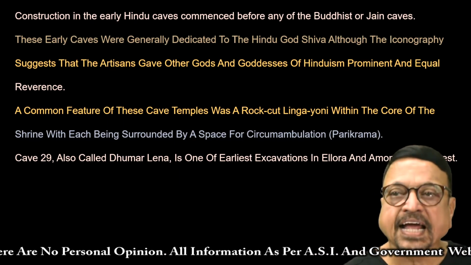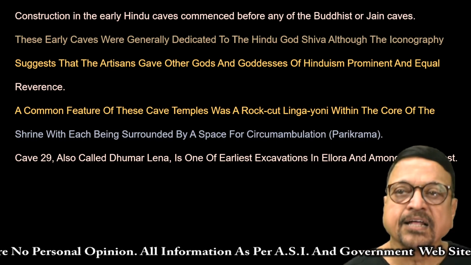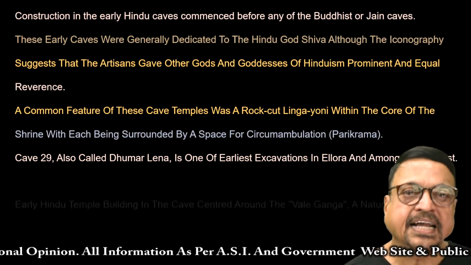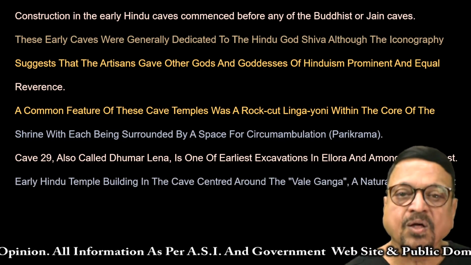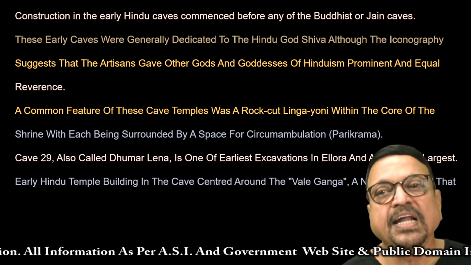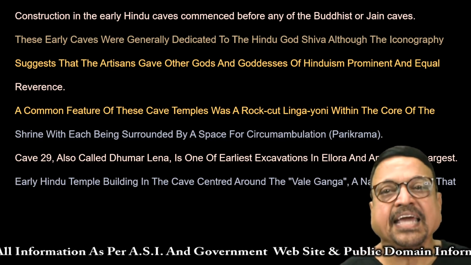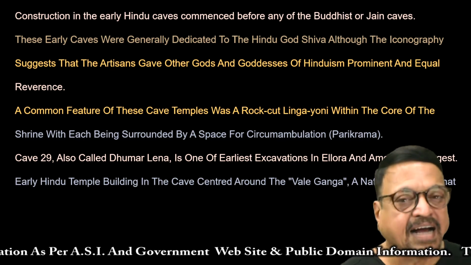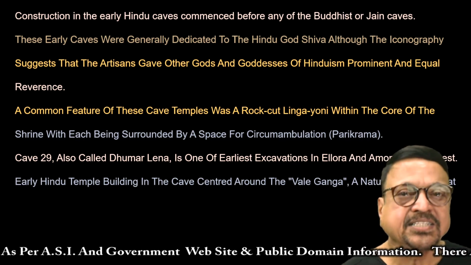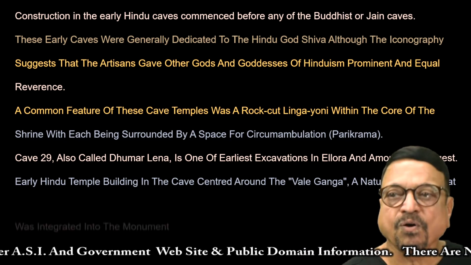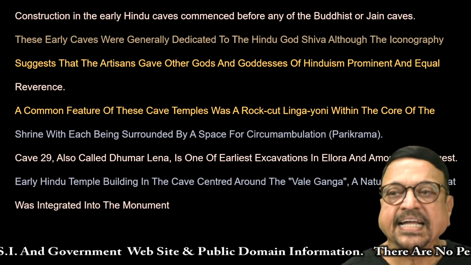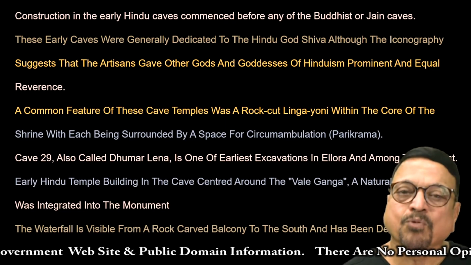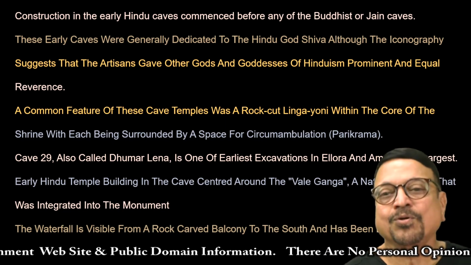Cave number 29, also called the Dhumar Lena, is one of the earliest excavations in Ellora and amongst the largest also. Early Hindu temples built in the caves centered around the Velganga, that is a natural waterfall that was integrated into the monuments. So the monuments were also including the waterfall.